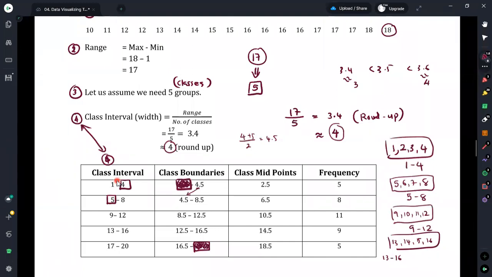Then to calculate the next boundary, we can select this value 8 and then 9, then 8 plus 9 divided by 2 equals 8.5. That is how we get this value as 8.5. Then we can take this as the next class boundary, 8.5 and 8.5. Likewise, we can do the remaining ones as well.